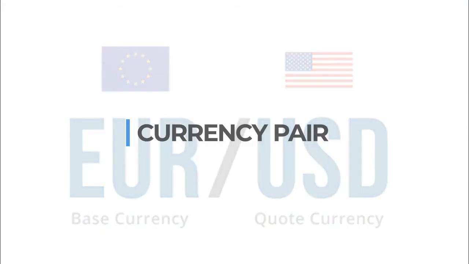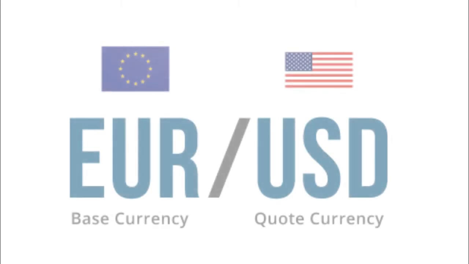Currency pair. A currency pair is one currency's value in relation to one other currency, like the euro-dollar currency pair. If you trade on the euro-dollar and believe that the value of the euro will go up against the dollar, then you would execute a buy order. If you think it will go down, you should execute a sell order.